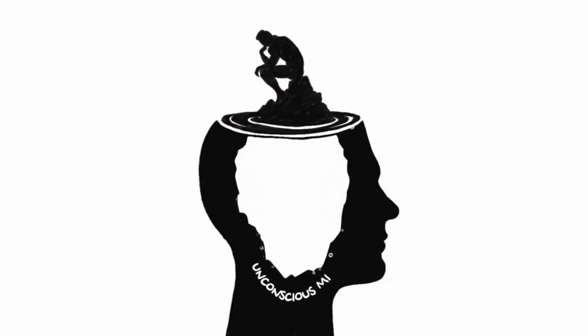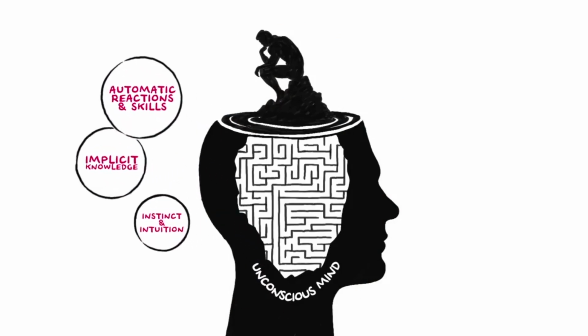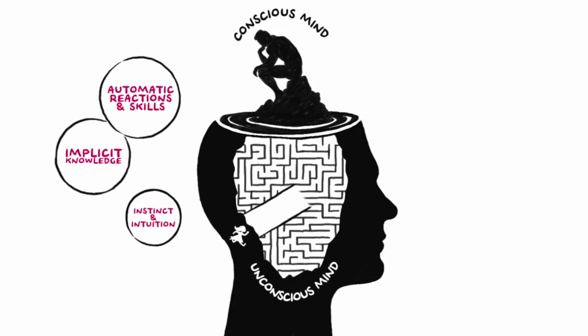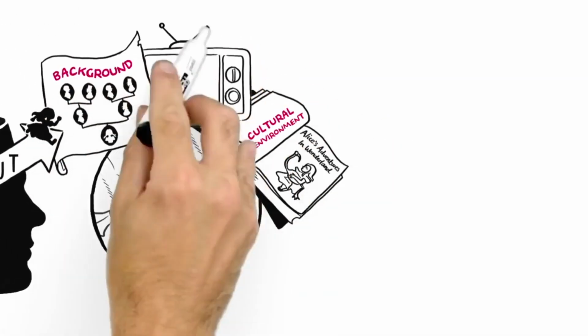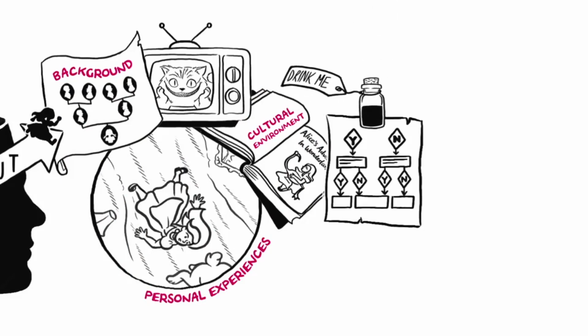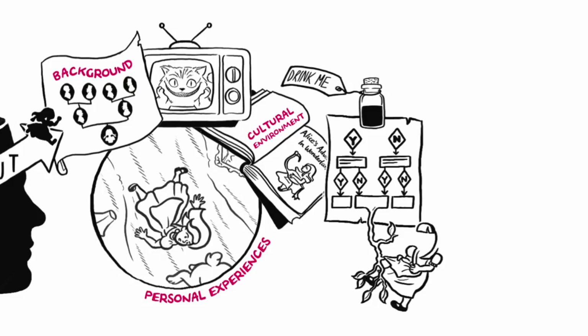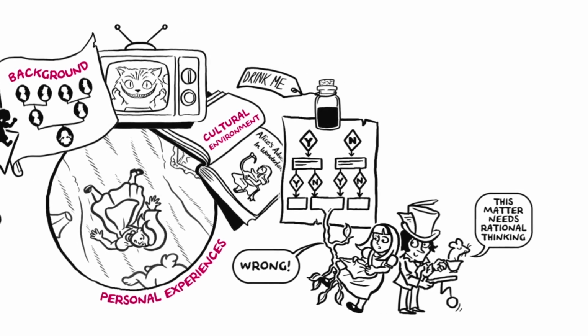The unconscious mind is amazing. It can process vastly more information than our conscious mind by using shortcuts based on our background, cultural environment, and personal experiences to make almost instantaneous decisions about everything around us. The snag is, it's wrong quite a lot of the time, especially on matters that need rational thinking.